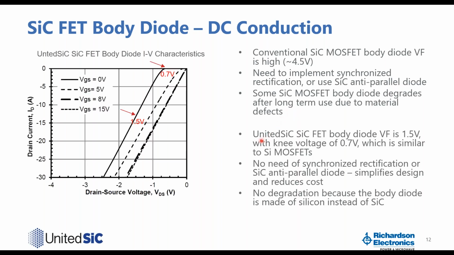Now, for the UnitedSiC silicon carbide FET, the body diode VF is 1.5 volts at the rated current. You can see in this figure here. And the knee voltage is only 0.7 volts, very low, similar to a silicon MOSFET. Because the body diode VF is so low, you do not need to use synchronized rectification, or any silicon carbide anti-parallel diode. This simplifies your design and reduces your cost.